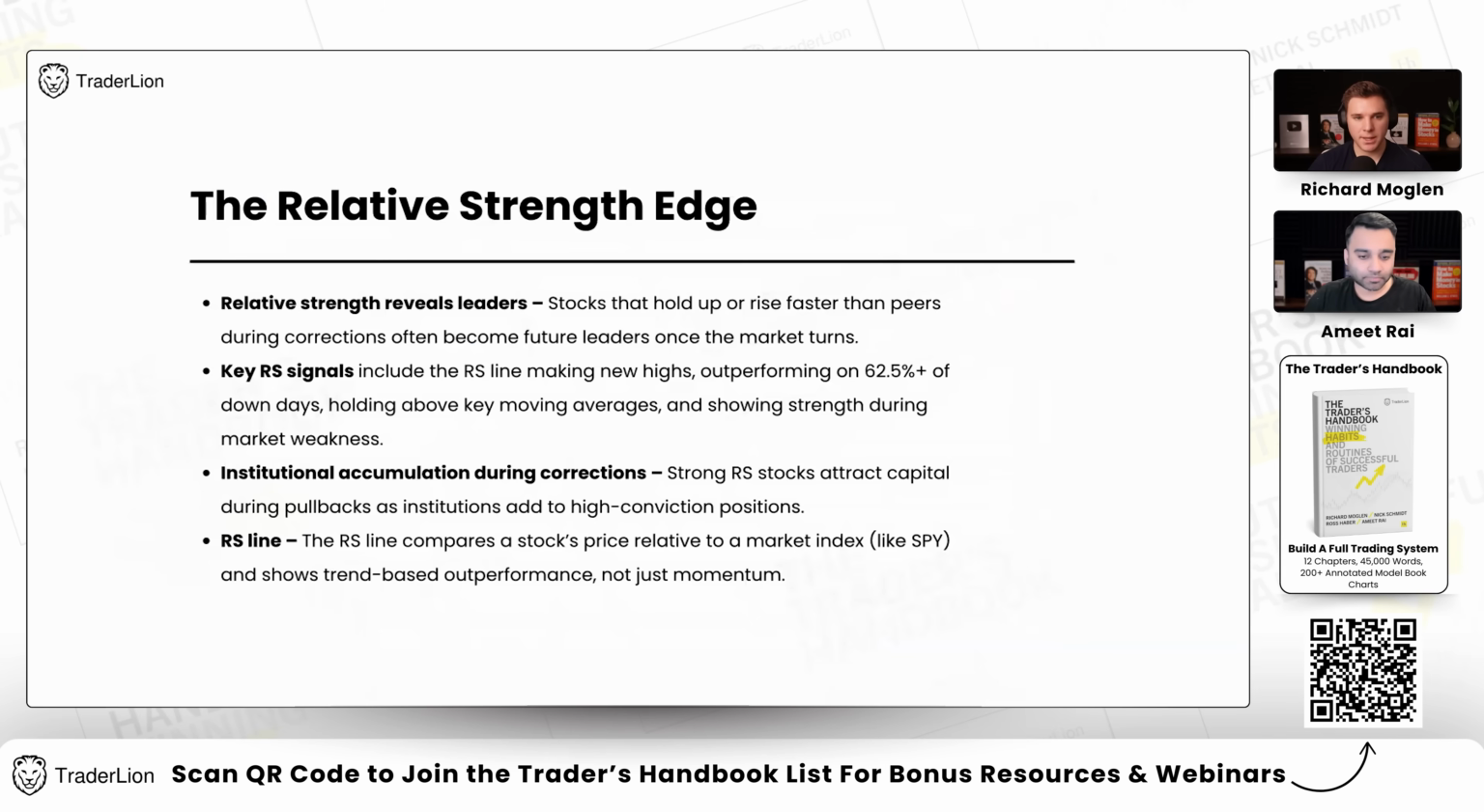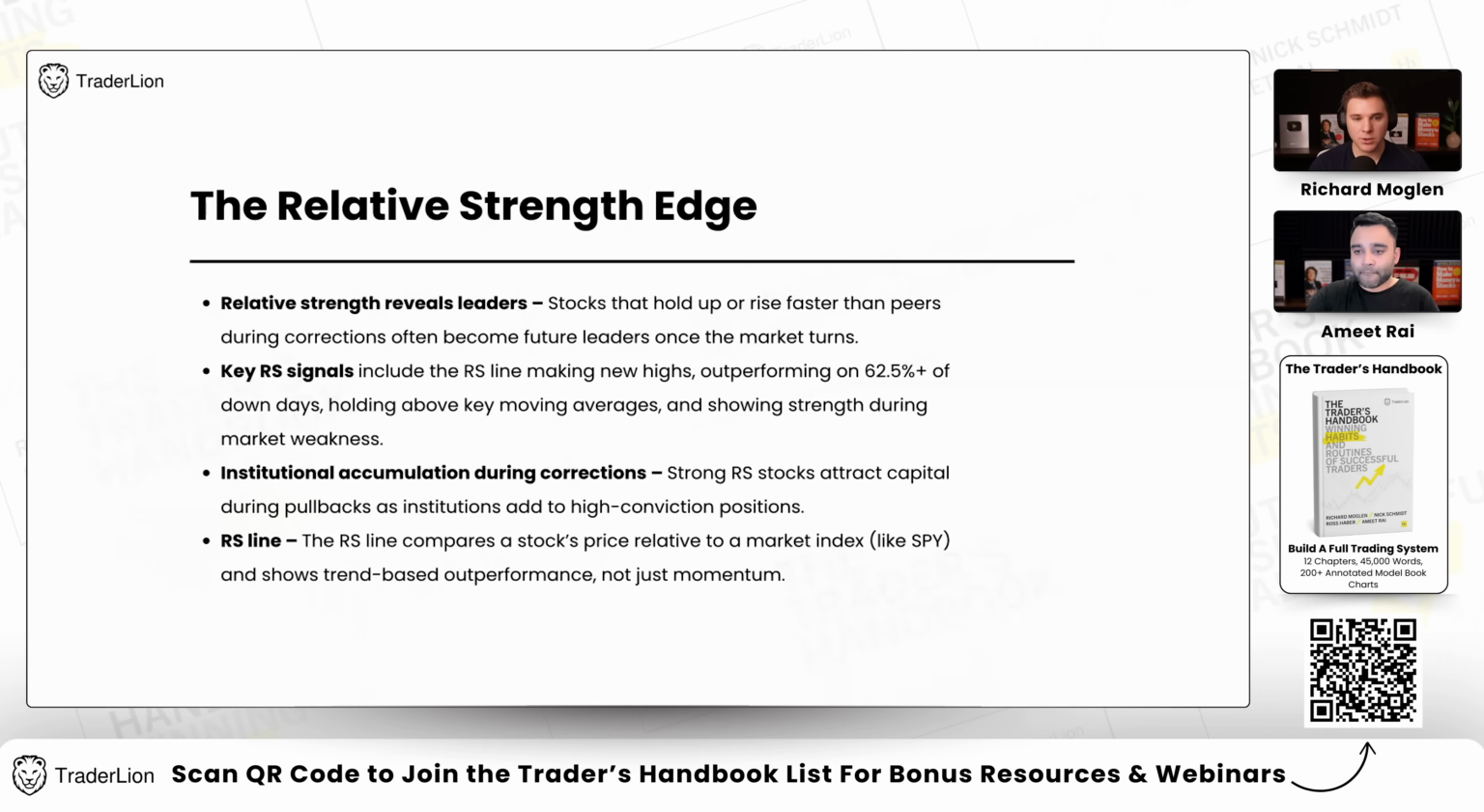Great. So getting into the next one, the relative strength edge. This is probably something that you guys already use or is pretty common out there, but it's one of the most powerful edges that you can apply. Relative strength reveals leaders. Stocks that hold up or rise faster than peers during corrections, or after a bottom is put in, often become future leaders once the market turns. And you can watch them for future setups, entry tactics, all of that.